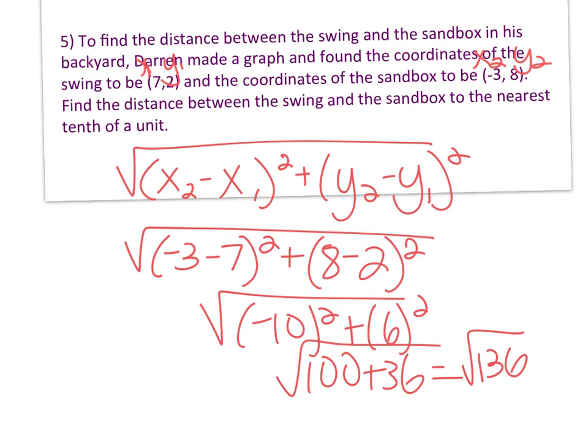Okay, now we don't have a calculator and it said to the nearest tenth of a unit. What could we do? You could do your factor tree. Eventually, I'm going to get to a point that I've got a square root though, and it wants me to get to the nearest tenth.